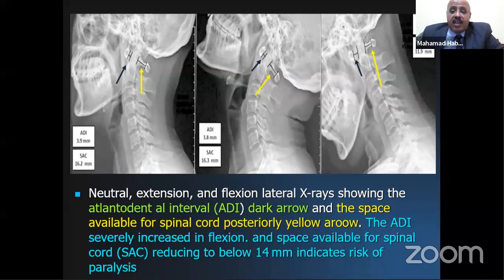X-ray shows the atlantodental interval, which is the dark arrow, and the space available for spinal cord posteriorly, which is the yellow arrow. The atlantodental interval should not exceed 3 mm in adults, and the space available for the spinal cord should not be less than 14 mm. As you see in this X-ray, the one on the right, the space available for spinal cord is 11.9 mm, which is very low. This patient has a risk of paralysis.